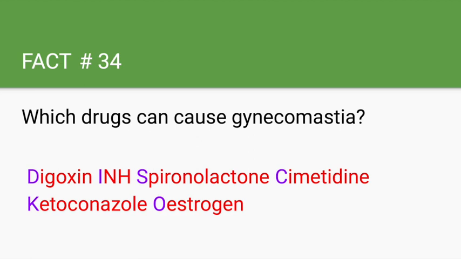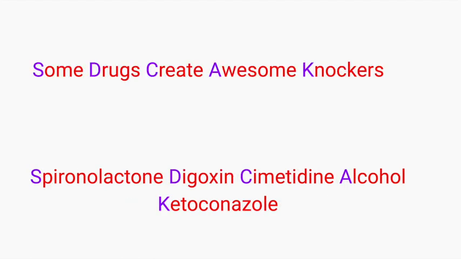If patients are taking spironolactone and they develop gynecomastia, then the alternative would be to switch them to eplerenone. Drugs that can cause gynecomastia aren't limited to the DISCO mnemonic. Another mnemonic you can use is some drugs create awesome knockers. And this means spironolactone, digoxin, cimetidine, alcohol, and ketoconazole.